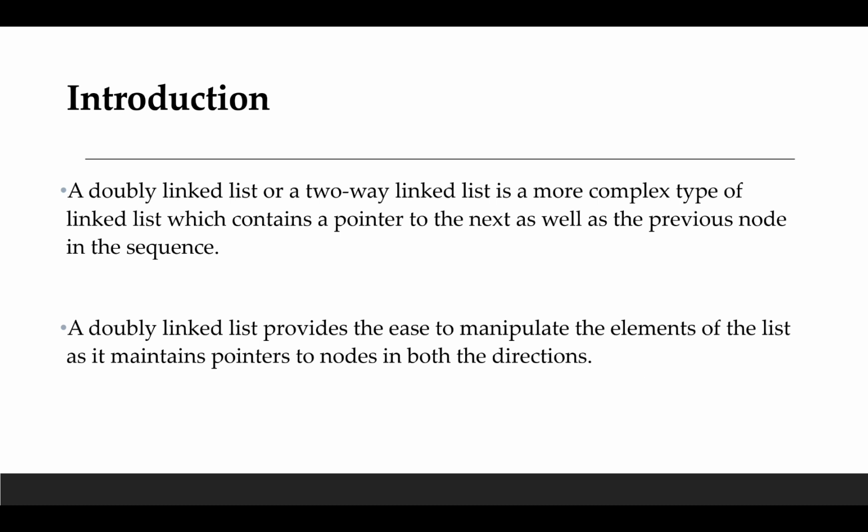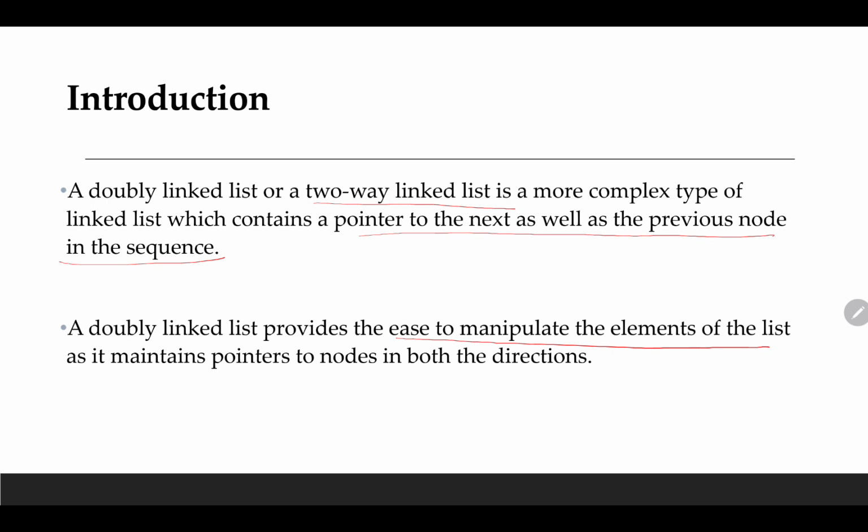So I already said the doubly linked list, or two-way linked list, is a more complex type of linked list which contains a pointer to the next as well as the previous node in the sequence. And the doubly linked list takes more space per node, so the basic operations are more expensive. Why is it more expensive? Because it requires three memory spaces. We need to store the address of the previous node, the address of the next node, and the information. And it provides ease of manipulation of the elements of the list, as it maintains pointers to the nodes in both directions.